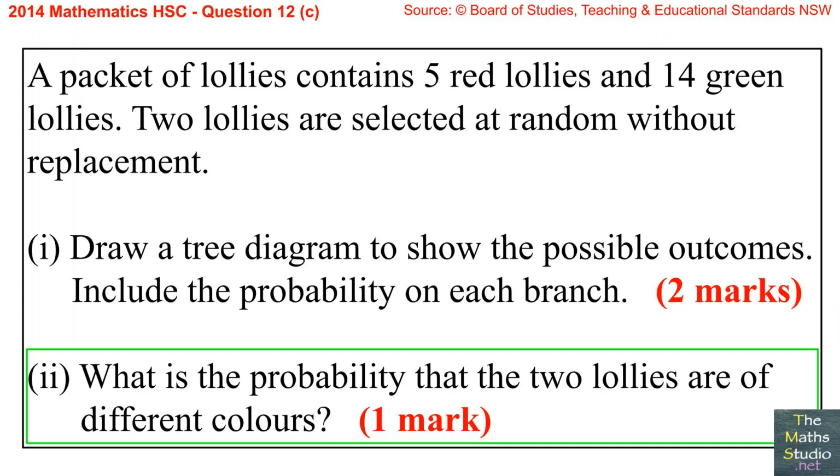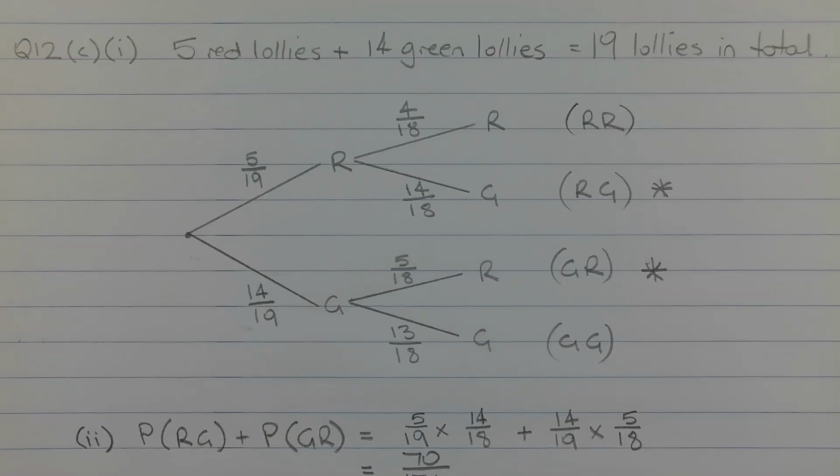Part 2. What is the probability that the 2 lollies are of different colours? Referring to the probability tree diagram that we drew in Part 1, the event of drawing 2 different coloured lollies involves these 2 outcomes marked with an asterisk. We can either choose a red lolly then a green lolly, or a green lolly then a red lolly, so it can be in any order.